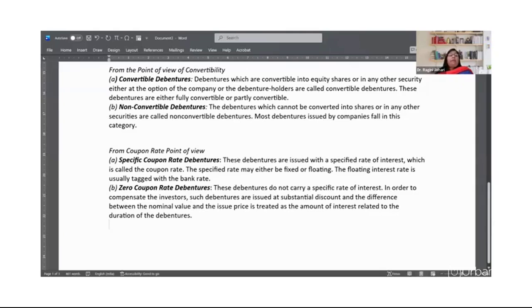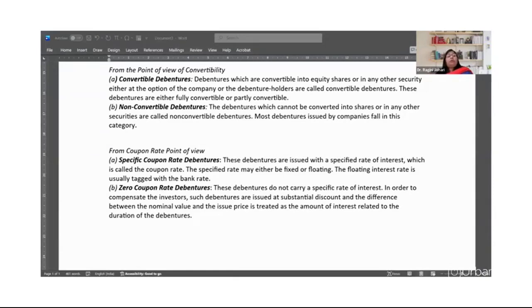The second type is zero coupon rate debentures. These are debentures which do not carry any specific rate of interest. Whatever amount of interest the company decides against these debentures will be given to the debenture holders. Since there is no specific rate of interest, these are issued at a substantially discounted rate, and the difference between the face value or nominal value and the issue price is considered as the amount of interest related to the duration of the debentures.